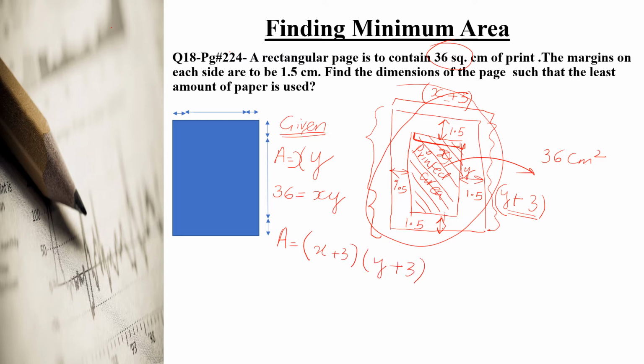But I told you before also, when you have something given, always try to solve for one variable. So that is y equals 36 over x. How? Divide both sides by x. In order to find the value of y, you will get 36 over x. After that, this is the constraint equation, the equation of the whole page. So for that equation, you have to put the value of y, 36 over x.